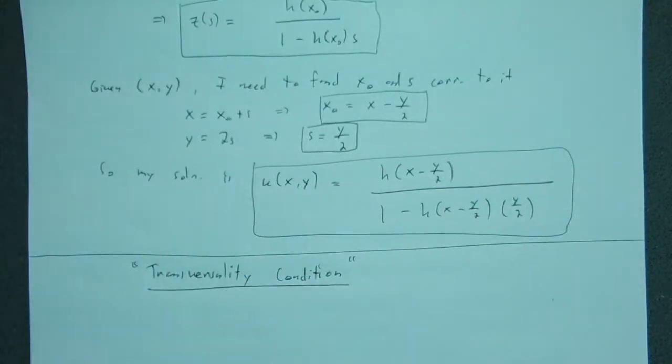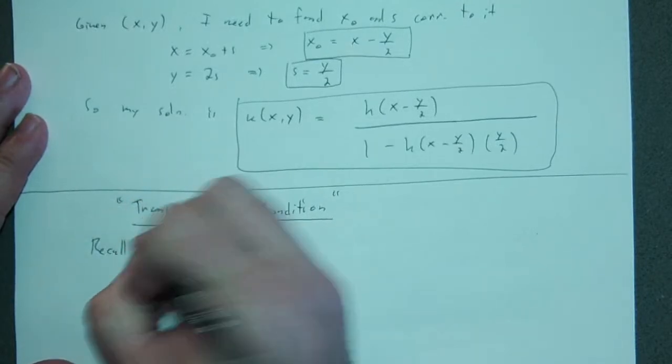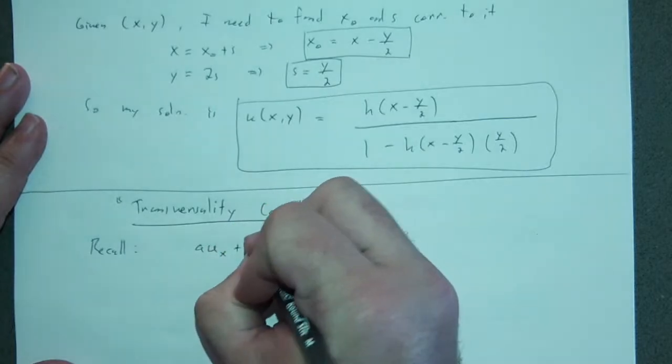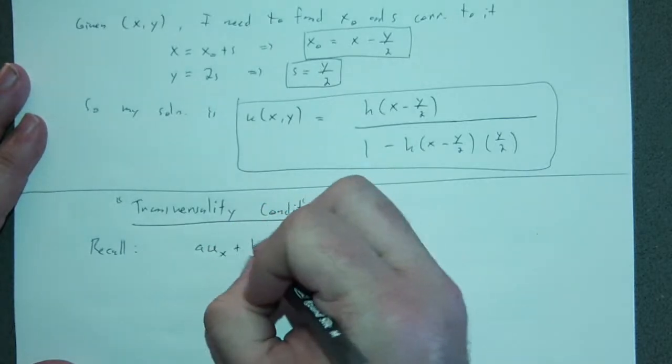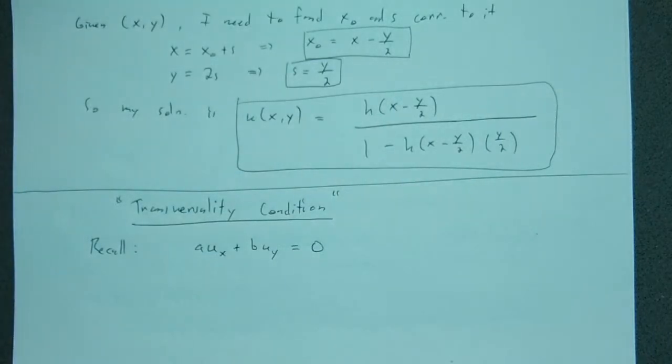What does that entail? What do I mean when I say that? So recall, when I had the first PDE, I think I wrote down in this class, if I have constants A and B, and I have that PDE, A u sub x plus B u sub y is equal to 0.